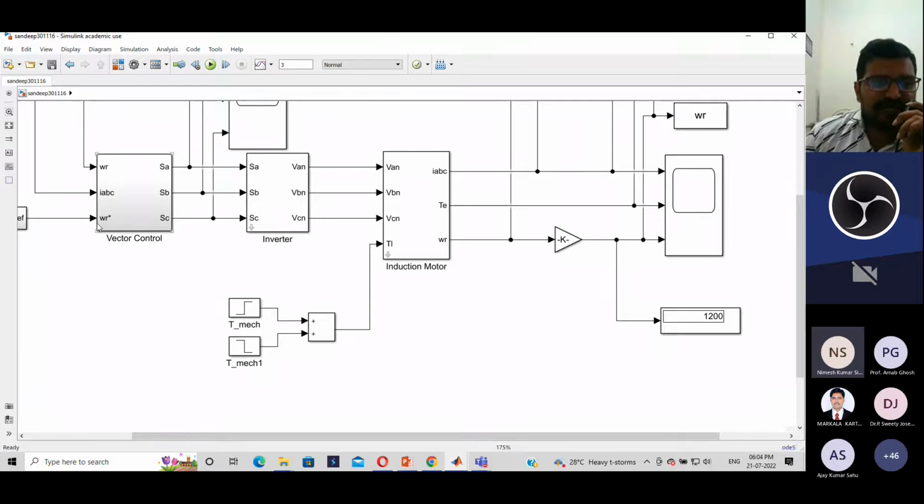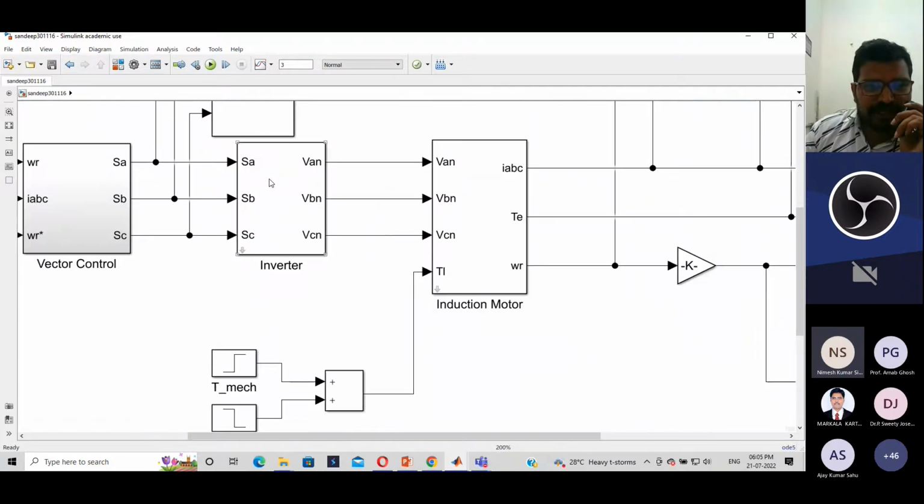I have taken the reference speed, IABC and the speed generated by the induction motor. Then according to these currents and reference speed, I have generated the gate signals to the inverter. Here the inverter also you can take directly from a Simulink block, or else you can design this inverter also in terms of mathematical modeling. I have done everything in mathematical modeling, that's why it is showing like this.